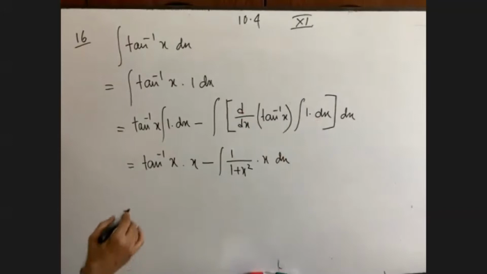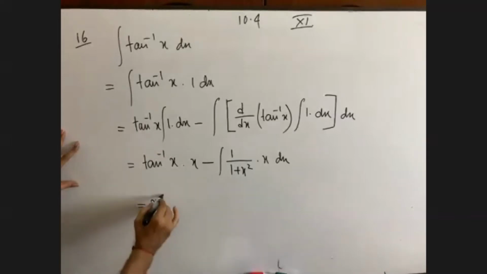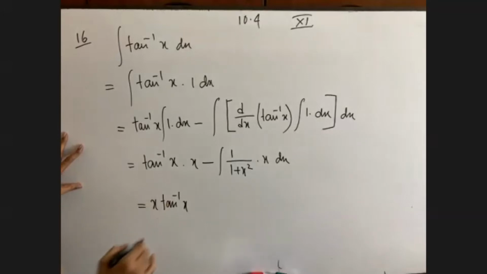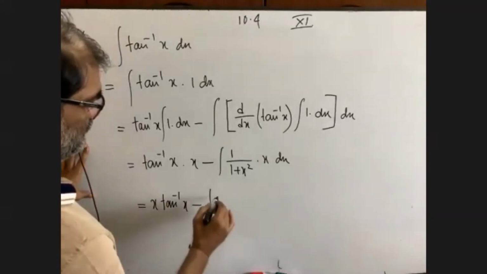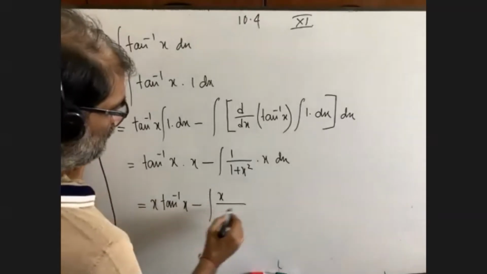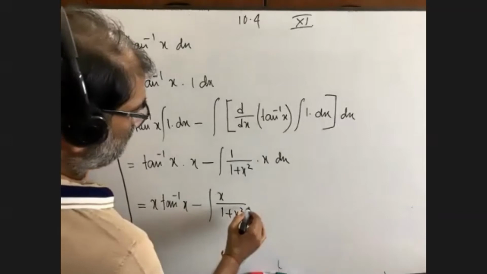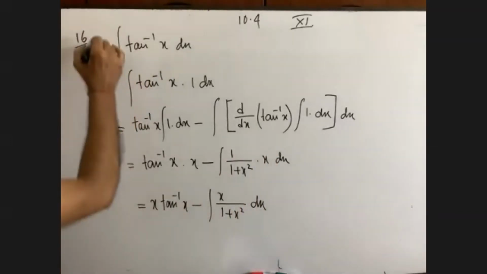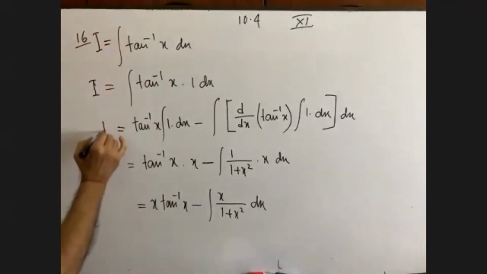That means we are getting here x tan inverse x minus x by 1 plus x square dx. And this is I. You carry on writing this I.